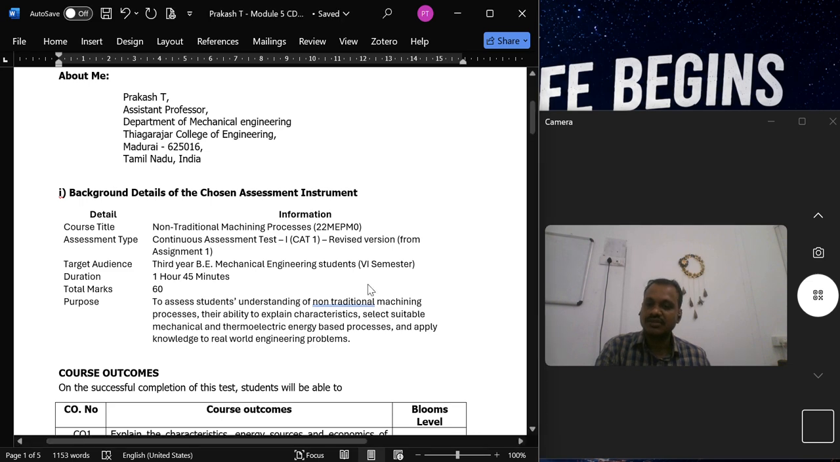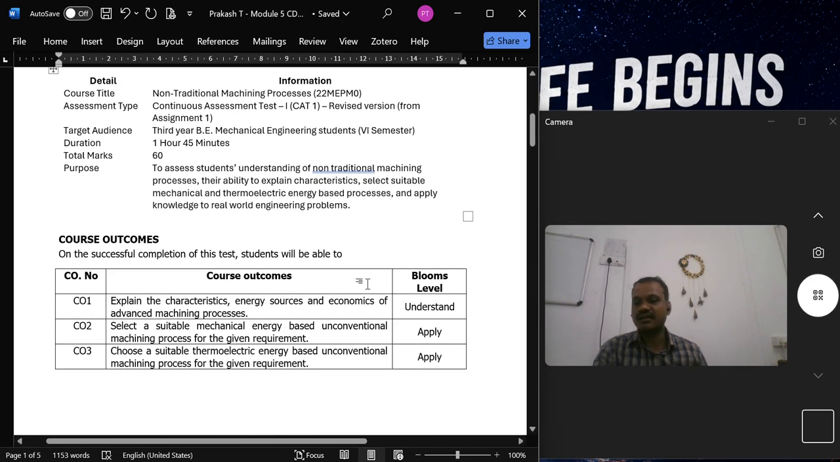There are six course outcomes for this CAT. We followed the first three: CO1, CO2, CO3. Course outcome one deals with the understand category, explaining the characteristics. Course outcomes two and three are at the apply level. We need to select a suitable mechanical based and thermoelectric energy based method.